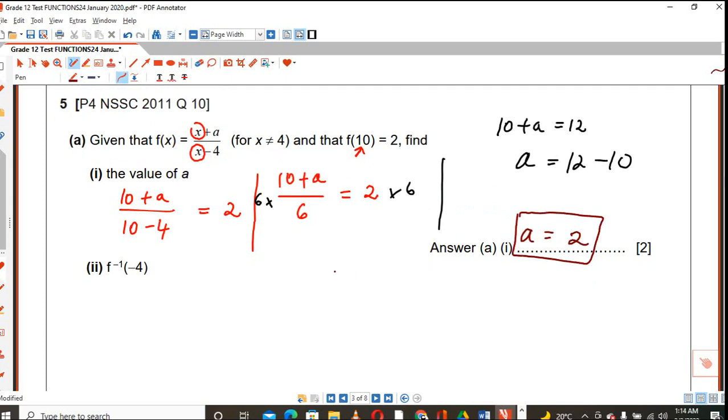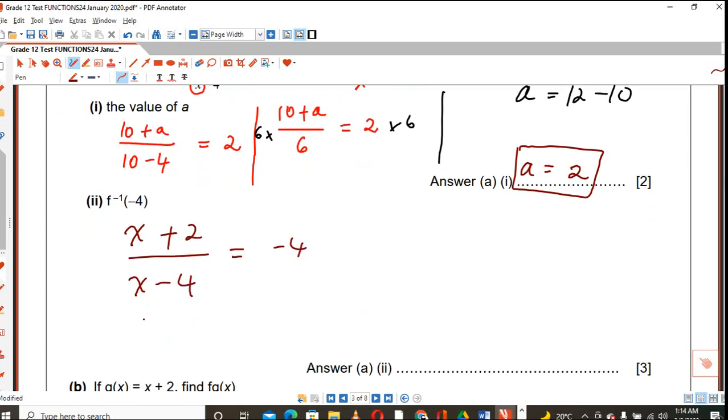Right, so they are saying find the inverse of f, negative 4. So again, as I said, you now know what the value of a is. So a simple way is to say x plus 2, that is our value of a, over x minus 4, let it simply be equal to negative 4. Okay, so it's very similar to the other one. You don't have to find the inverse of that value.